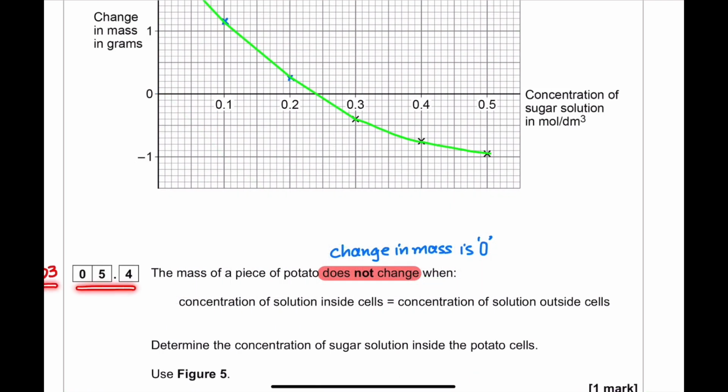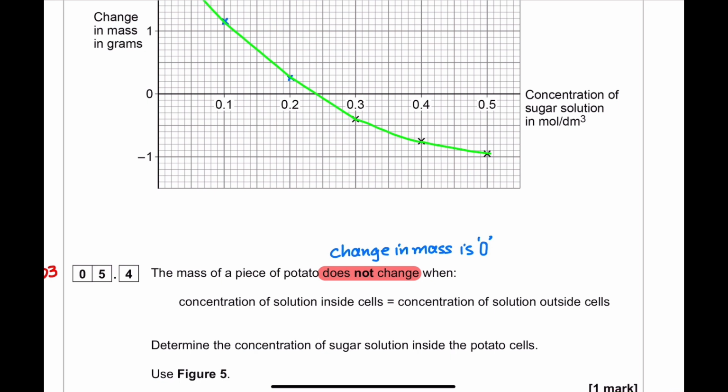5.4 is an AO3 question. The mass of a piece of potato doesn't change when the concentration of solution inside the cells is equal to the concentration of solution outside the cells. Doesn't change means there is no change in mass. The mass change is 0.